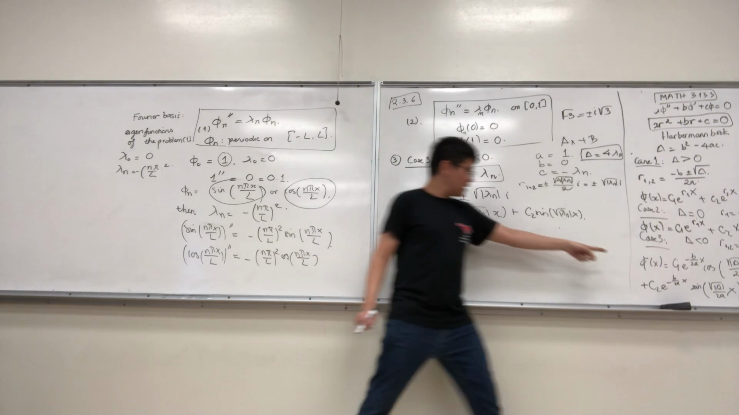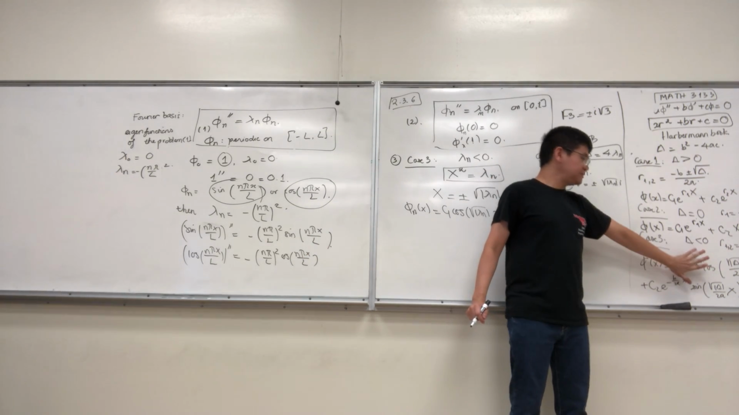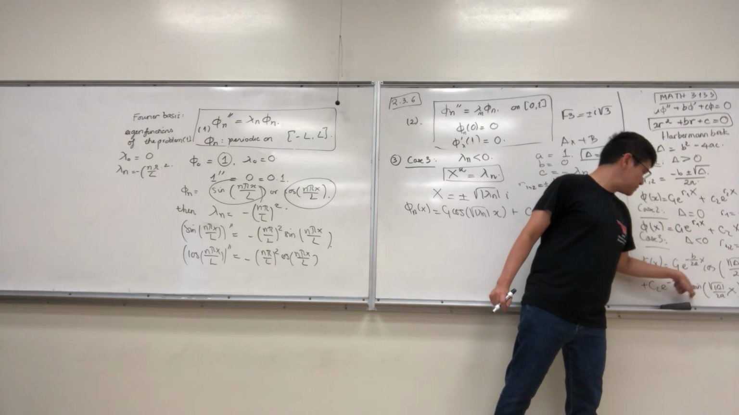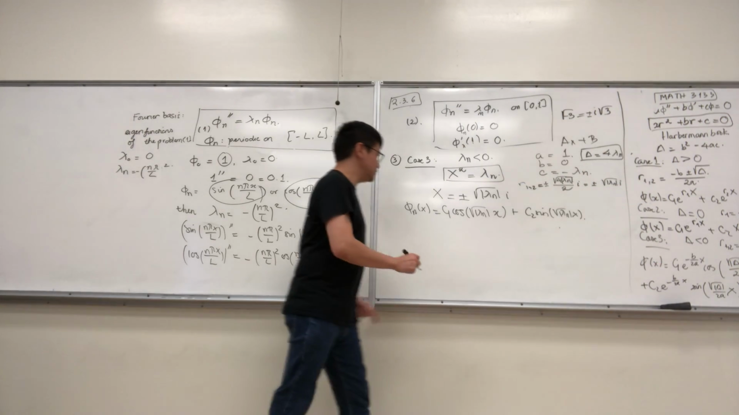So in this case, for phi 1, this exponential is going away, so what you have left is just this part plus the sinus. This is why we have this solution.